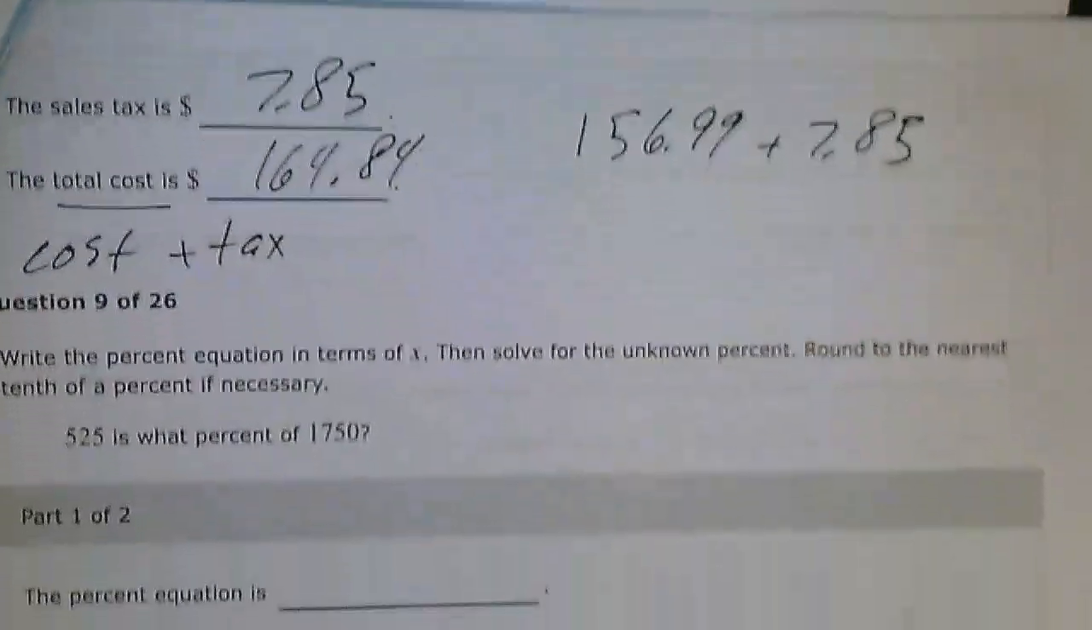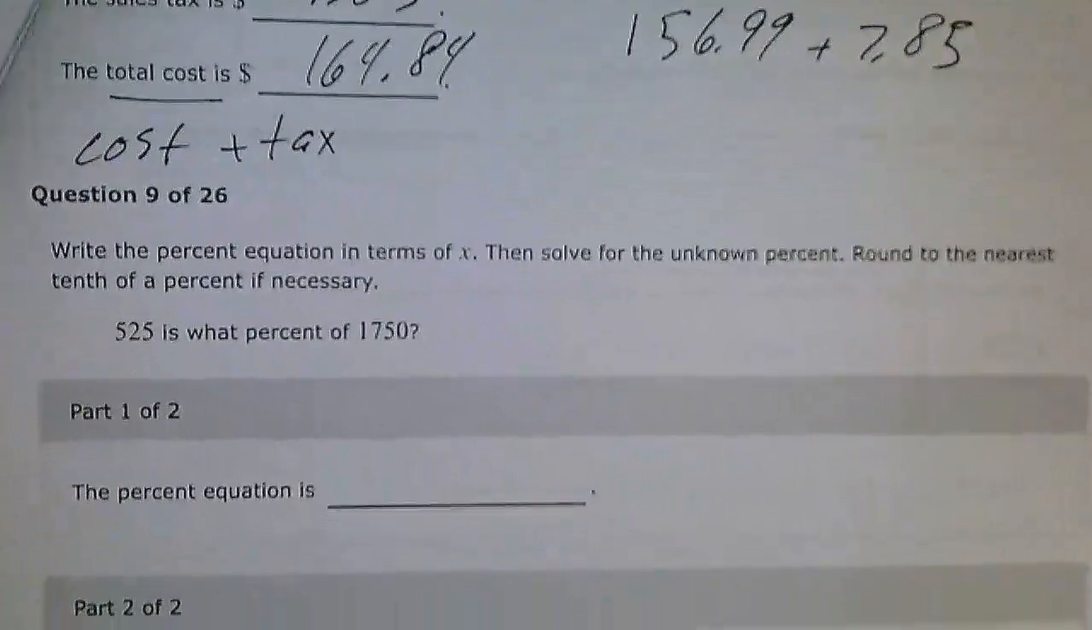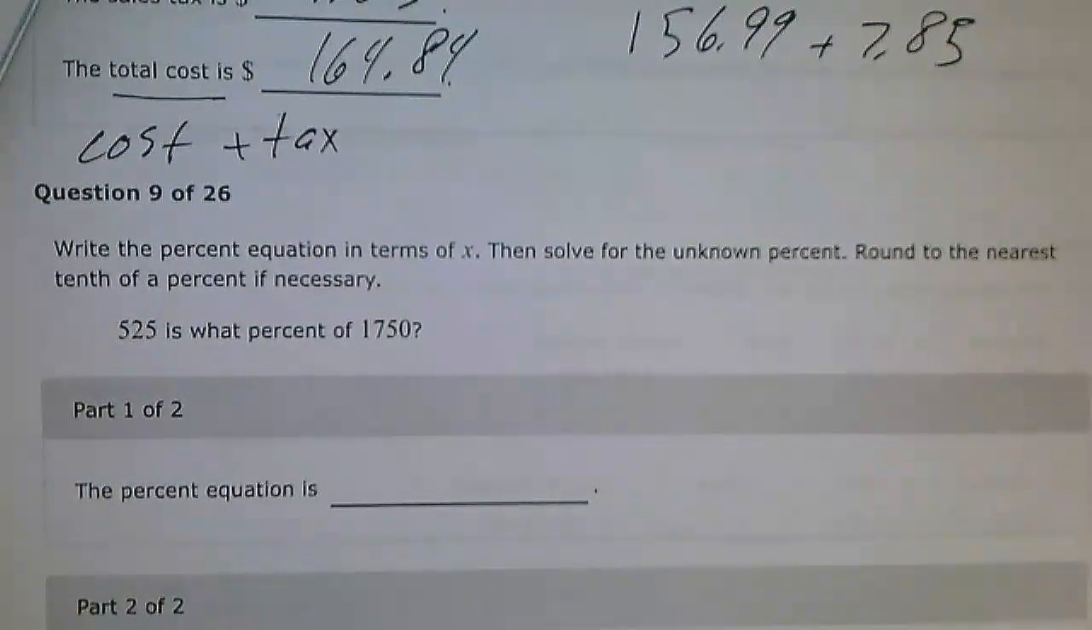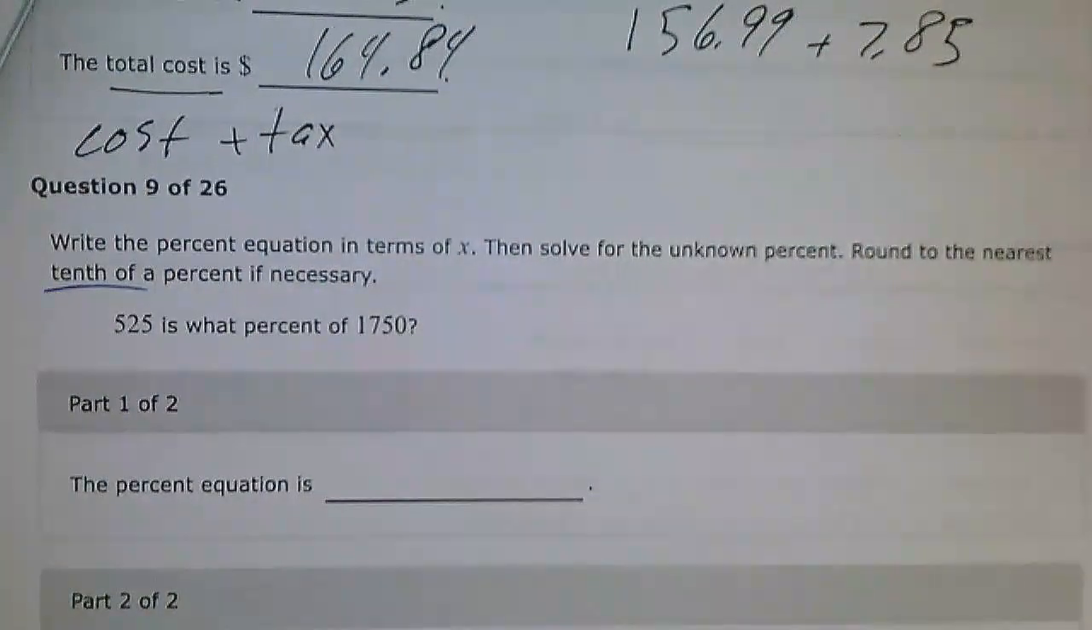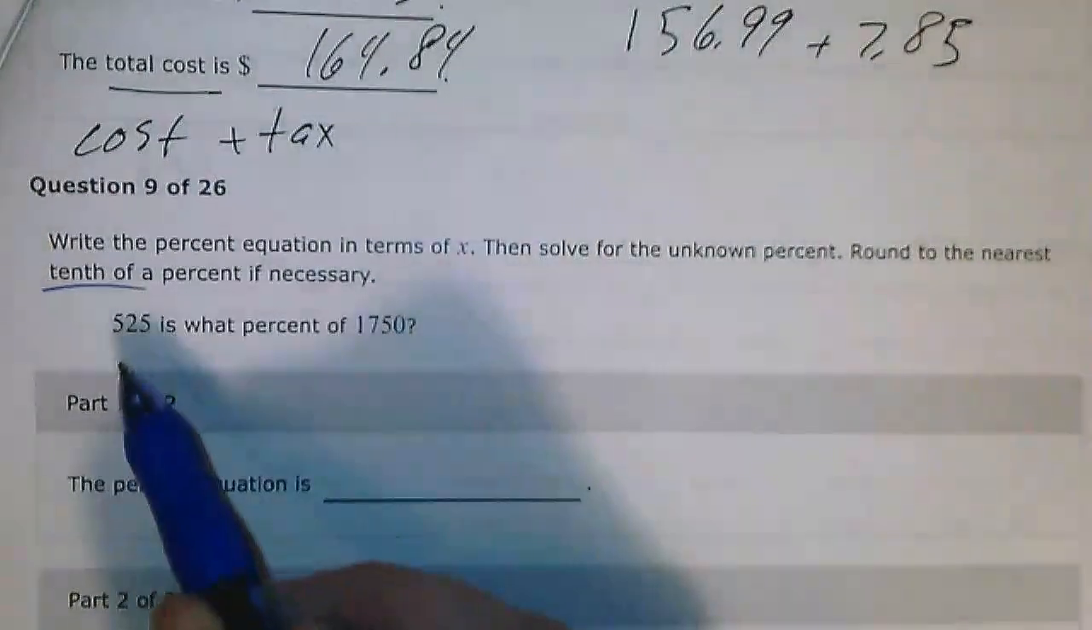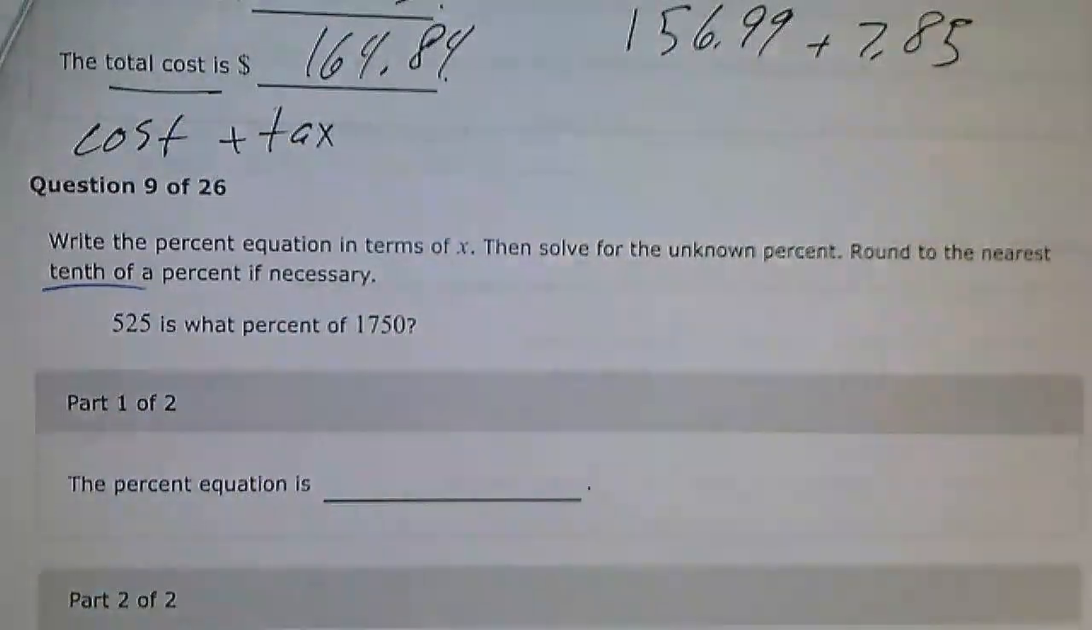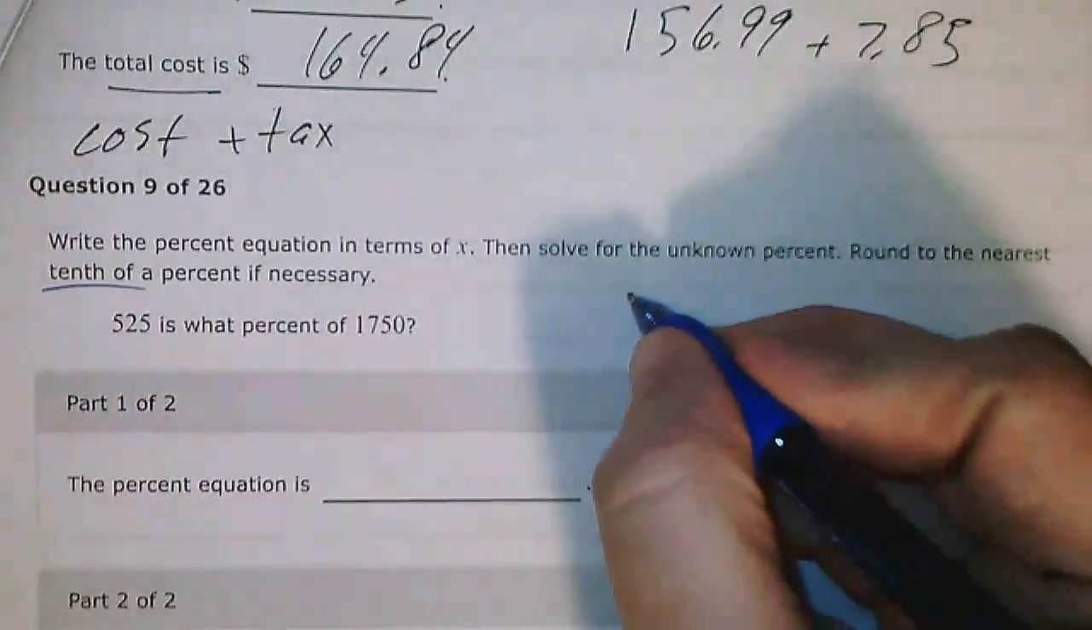Moving on. Write the percent equation in terms of x, then solve for the unknown percent. Round to the nearest tenth of a percent if necessary. So tenth is one spot after the decimal. So 525 is what percent of 1,750?